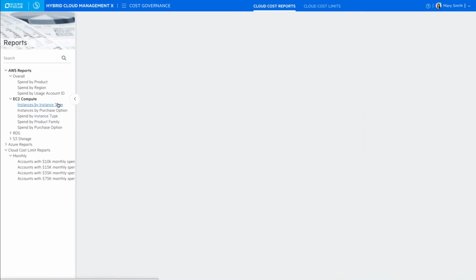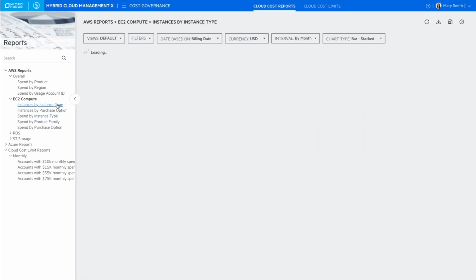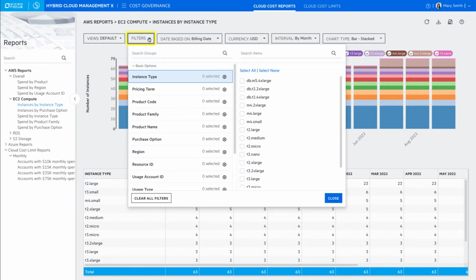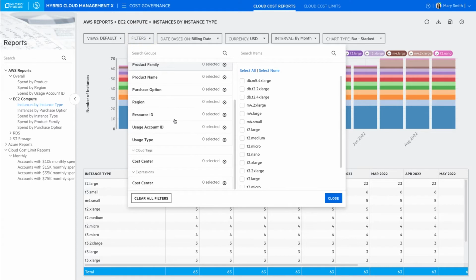Now, if we want to know how many of these came into use, then we can use the instances pivot. But let's say that we want to see that new information in the context of an offending cloud account. Contextualizing a report that way can be done by overlaying it with one or more filters. We have multiple default filters available, ranging from instance type to resource ID and account ID, and you can further enrich our filtering capabilities by providing tag information.